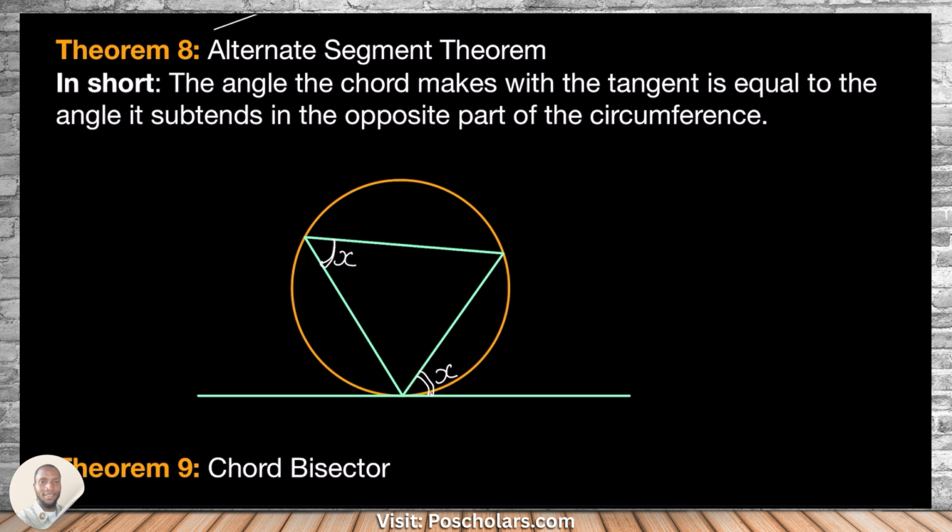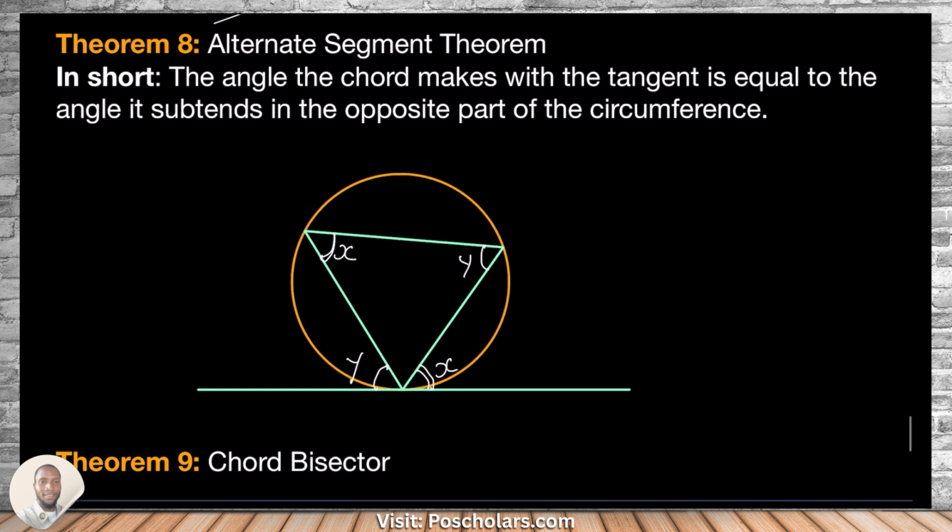Let's label this one angle Y, right? So if this angle is Y, this angle is also Y. How do you clarify it? You check, this is the angle between the tangent and the chord. Then you look for the angle that this chord subtends. Where is the angle? This is the angle. So you label it what? Y. So that's what the alternate segment theorem is actually talking about.